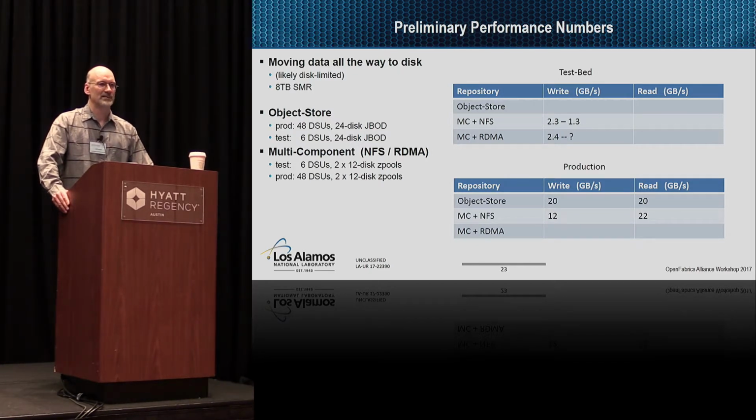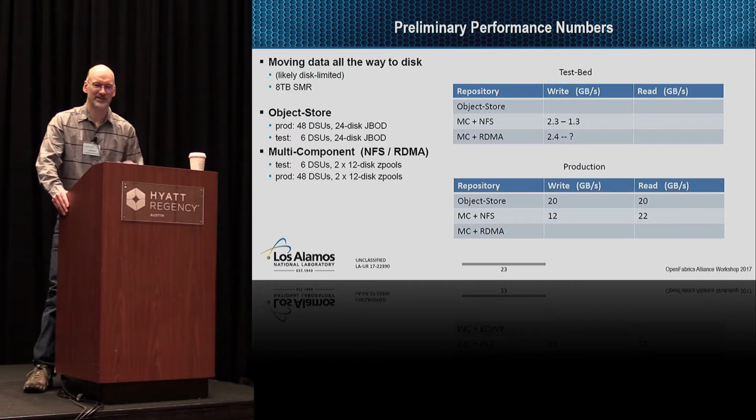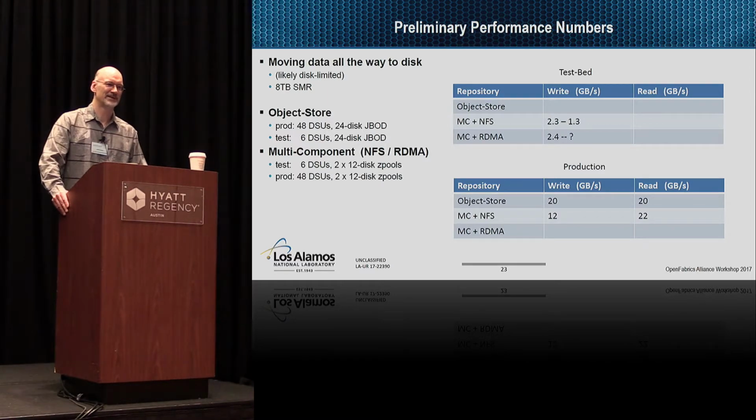We're using all SMR disks everywhere, all shingled disks. So I think we're disk limited on the test bed. The NFS and RDMA are performing about similarly. You can see the NFS on writes gets, I don't even show read because nobody reads from an archive. We just write to it.